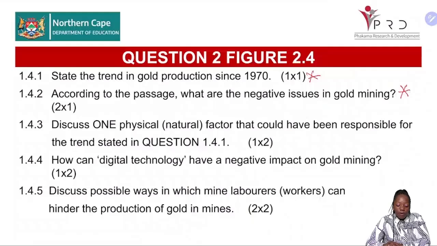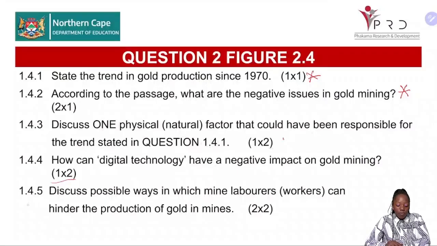Then the third one, you discuss one physical factor, which is the natural factor, that could have been responsible for the trend that you have identified in question 1.4.2. So you can see this is a follow-up question. Then 1.4.4, how can digital technology have a negative impact on gold mining? 1 times 2, looking at the mark allocation, which means you only need to give one response.